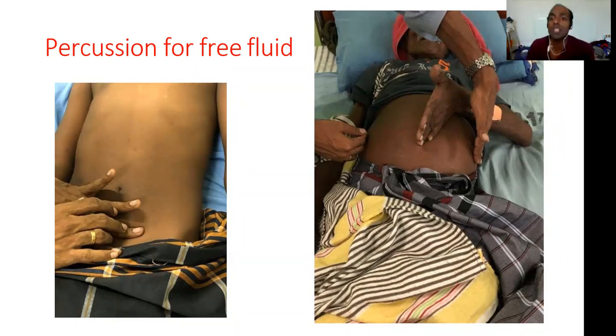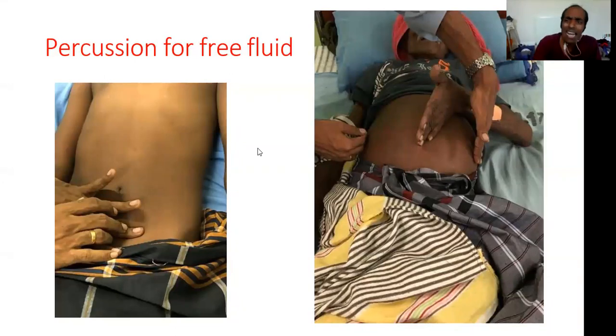Obviously, if the abdomen is grossly distended, you will get a fluid thrill, and the way you elicit it is shown in the picture. You ask the patient to keep the hand in the middle of the abdomen and knock from one side, and you will find the pressure wave being transmitted onto your other hand. That is gross ascites, a large amount of fluid, and this is called the fluid thrill.